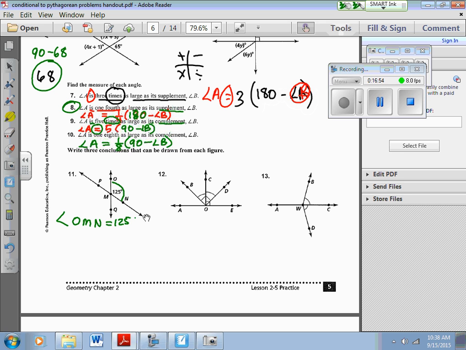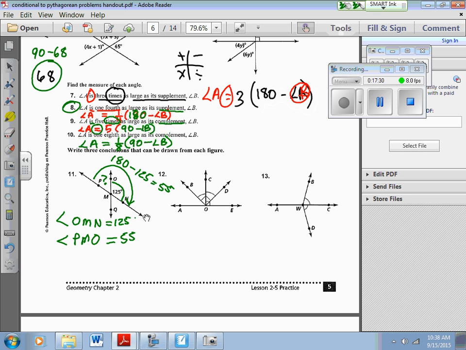Can you give me any other information? Angle PMO equals how much? 55. Okay. Can you explain to me how you get that number? All right, good. Everybody see? These two are adjacent angles. We don't know what that one is right there, right? All we got to do is 180 minus the one that we do know, and 125 plus 55 is 180.